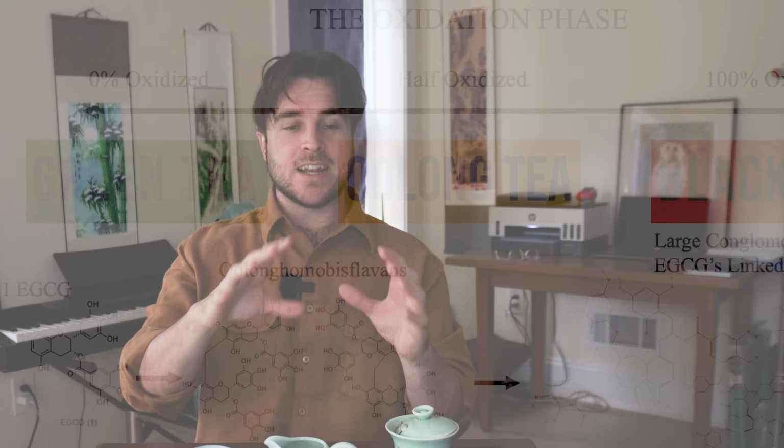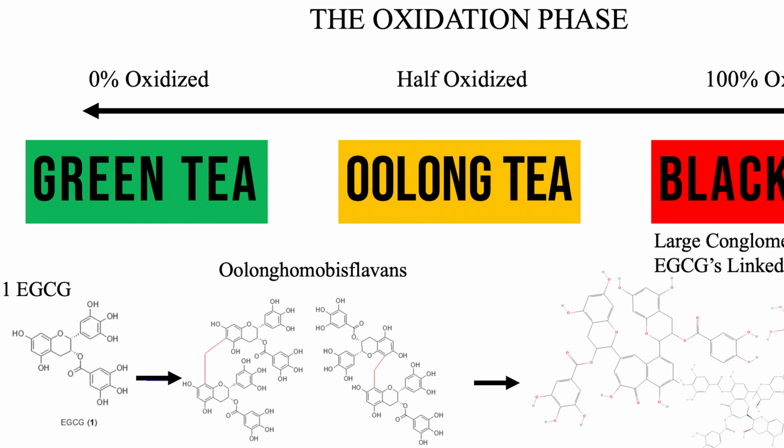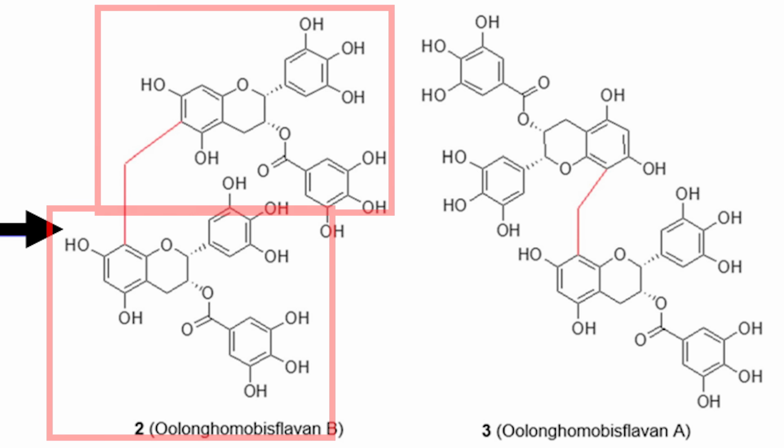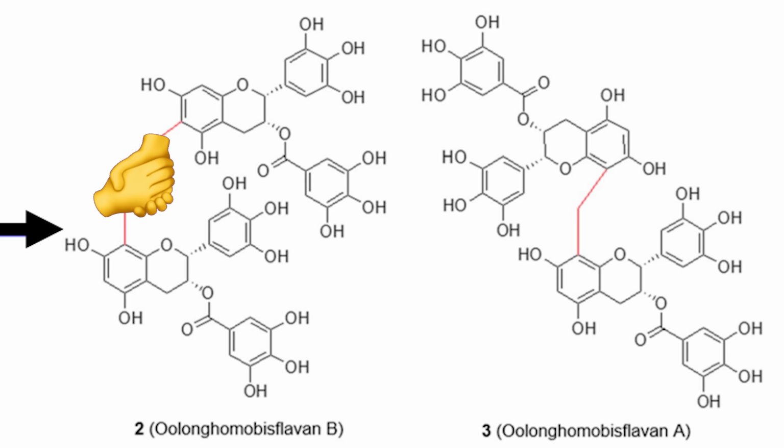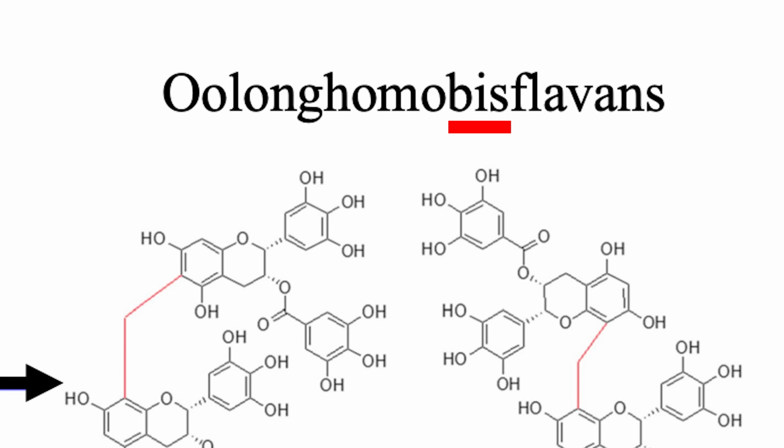So right at that beginning stage of oxidation, you have basically these 2 EGCG molecules reaching out and just clasping their little hands together at this one junction point right here. 2 identical flavan backbones from oolong tea production. Hence, we have the molecule that we're talking about, oolong homobisflavan. It is basically the first molecule formed when polyphenol oxidation kicks off during oolong tea processing.